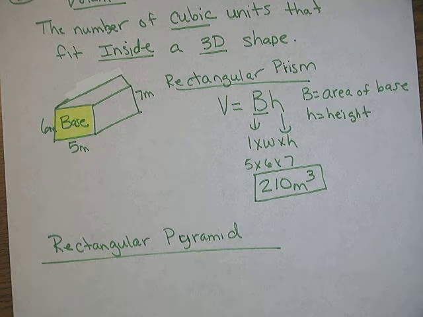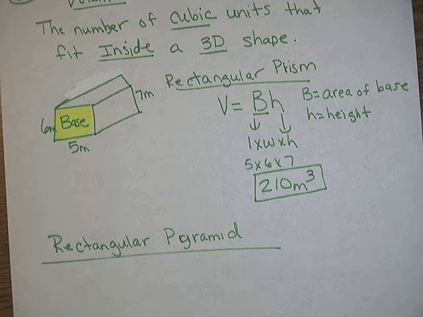P-Y-R-A. Okay, a rectangular pyramid. What's the difference between a prism and a pyramid, Trip? A prism is like the shape just like length, like just long. But a pyramid is like the shape coming into like a point. Yes. If it's a pyramid, it has to come up to a point like this guy. Okay? This is a pyramid.